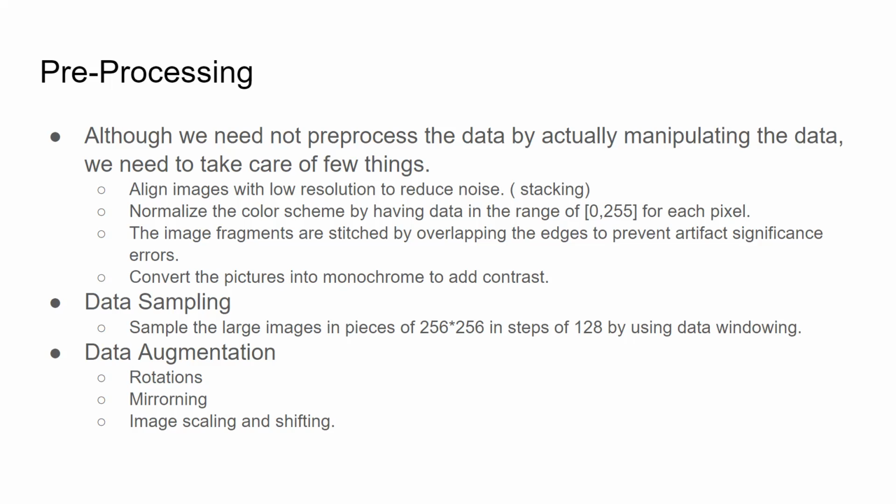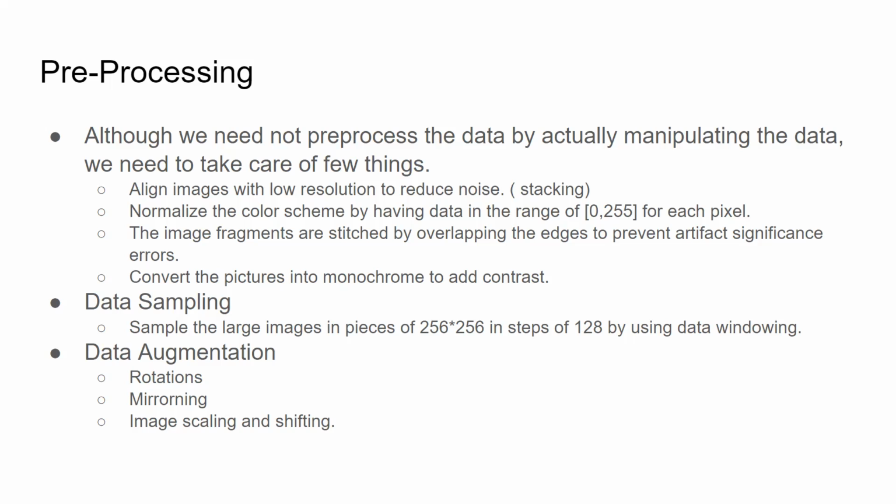If we are not overlapping those images, the boundaries of the individual pieces may actually give us false information. So we overlap them and correct them basically. And then once we have all the images, we'll be sampling those images by using data windowing. Each window will be 256 by 256 pixels, and we do it in steps of 128, which means every sample, we move the sampling window by 128 pixels.